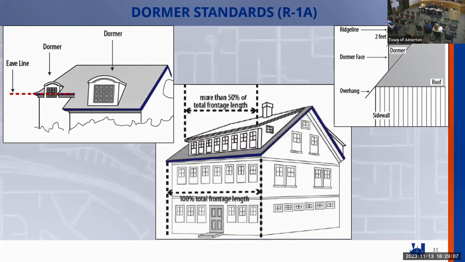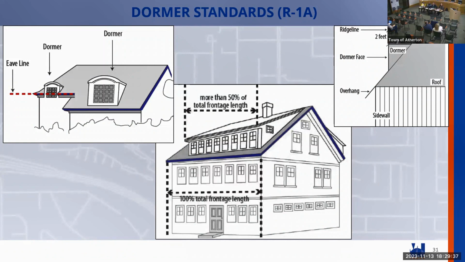and personal attention, rather than just looking at a field of shingles. You're looking at windows and more architectural design. So again, these are all taken from the R1A, but you'll notice that there's ways. These are all objective. No more than 50% of the total frontage length may be for the dormer. And it shows how the frontage length is measured. It shows what the dormer can be and such.